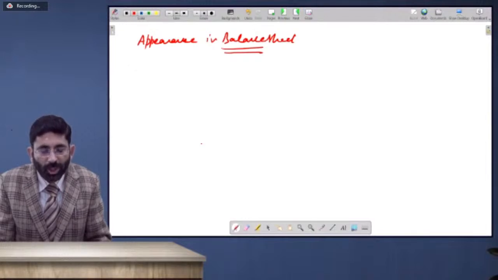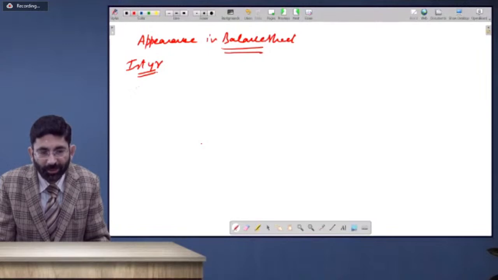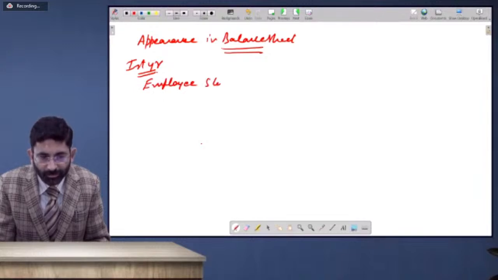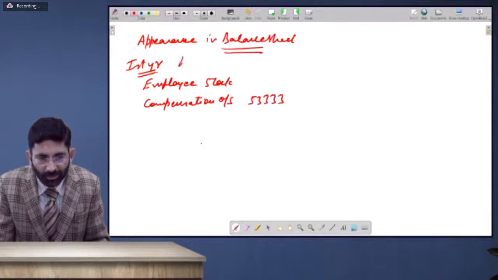Also, how it will appear in the balance sheet, you should know. In the balance sheet of first year, you should know where it is to be presented. It is to be presented in this way: employee stock compensation outstanding 53,333 under the head liabilities.